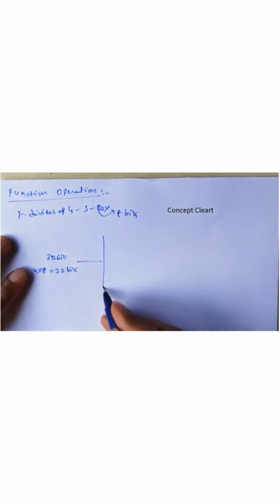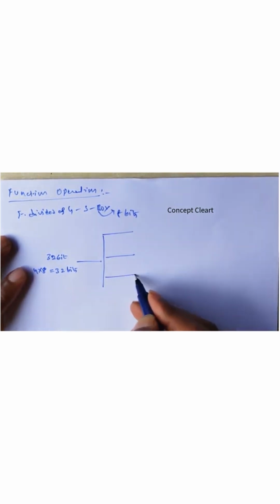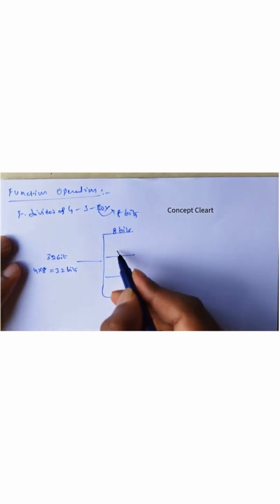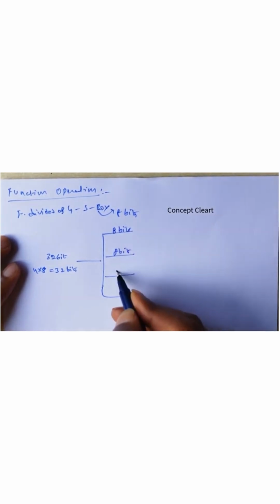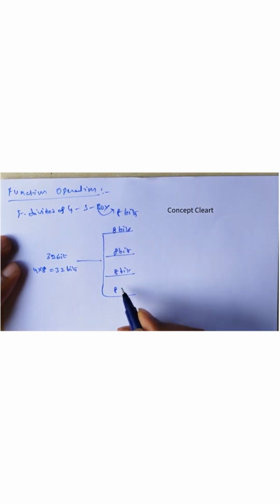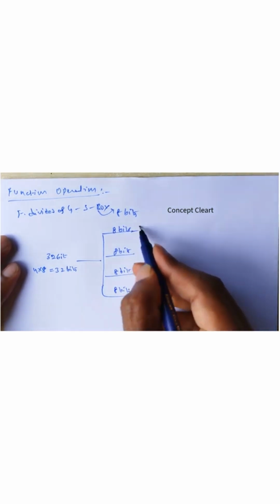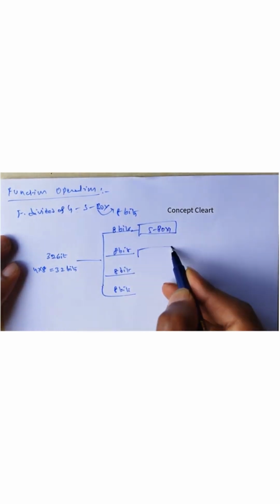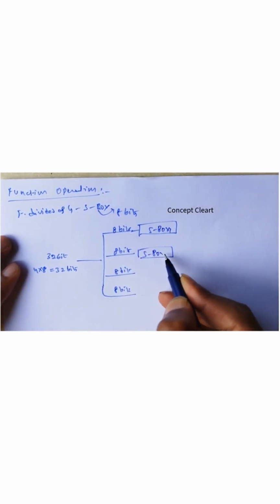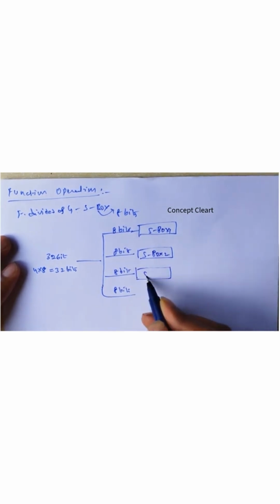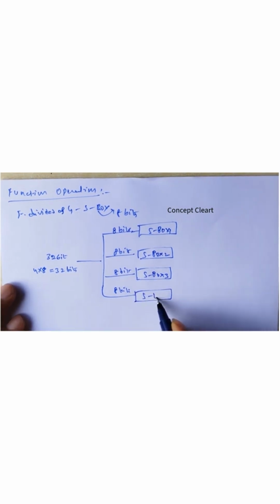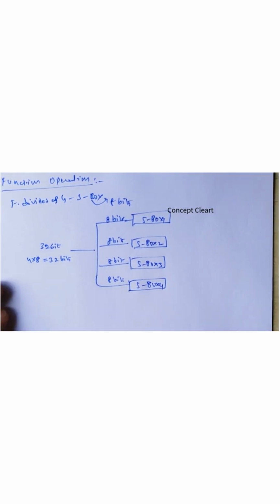Okay, here it is divided into 4 parts: 1, 2, 3, 4. The first one is 8 bits, the second one also 8 bits, 8 bits, 8 bits. And the first one is S box 1, S box 2, S box 3, S box 4. Okay, here what is the function operation?